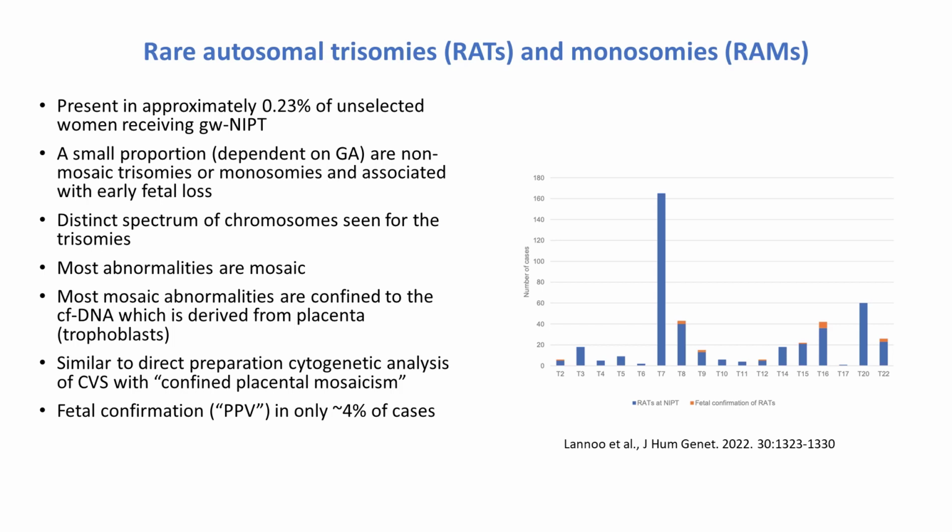The blue bars represent how often these actually are encountered, and the small amber tips on some of the chromosomes are the cases where you actually end up confirming them if you do a follow-up amniocentesis. So nearly all of these cases don't get confirmed at amniocentesis. It's only about 4% or so that actually have a confirmation. So the positive predictive value when you encounter one of these is about 4%.